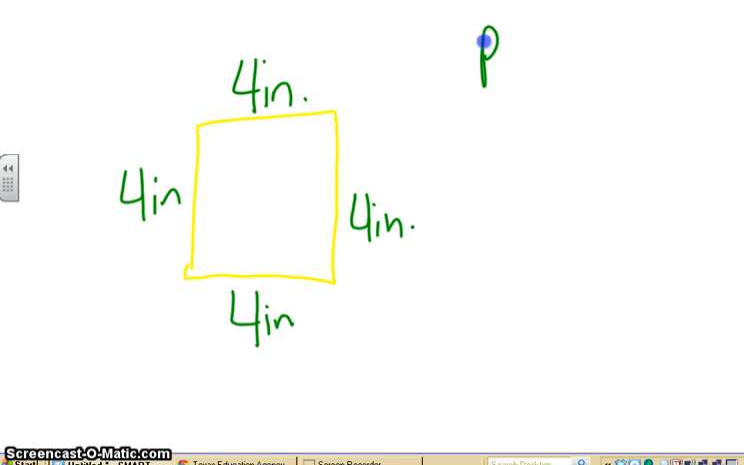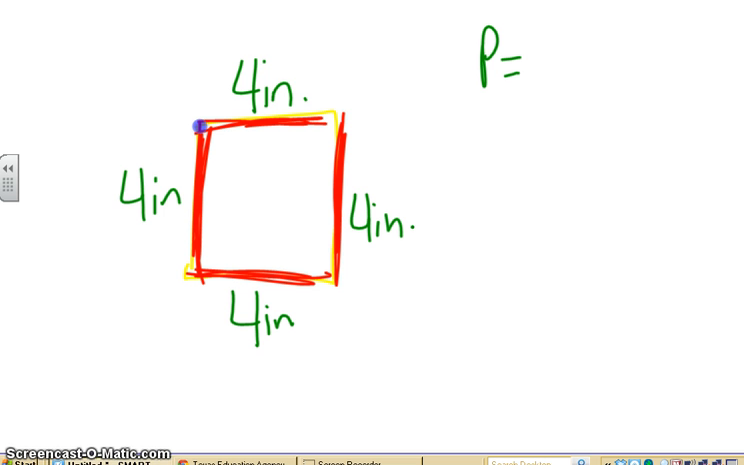And first, let's find the perimeter. So to get the perimeter, we have to add all the sides. So 4 inches plus 4 inches is 8, plus 4, 12, plus 4, 16. So my perimeter is 16 inches because I added all the sides, and perimeter is like a fence. And you can see it's like I drew a fence around my property.